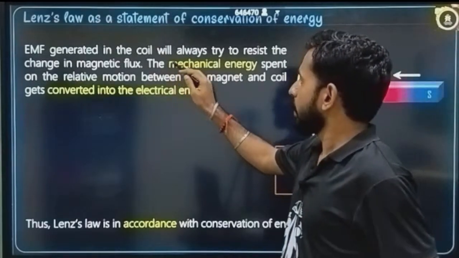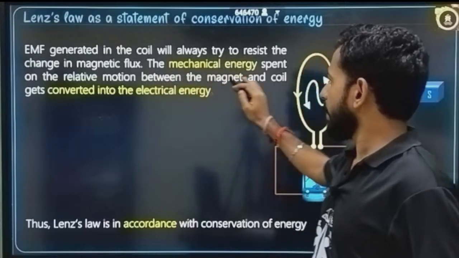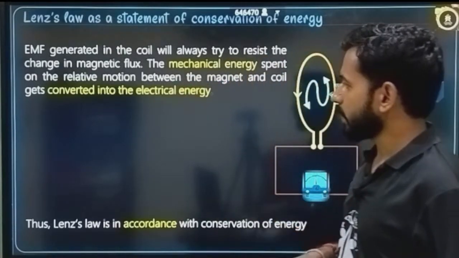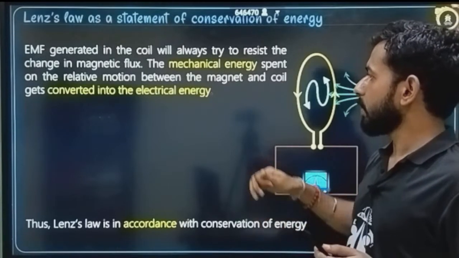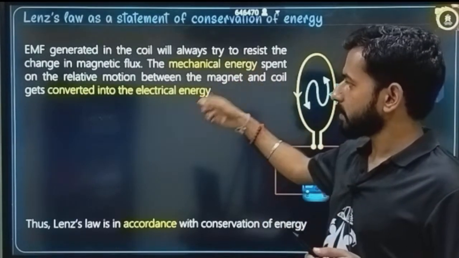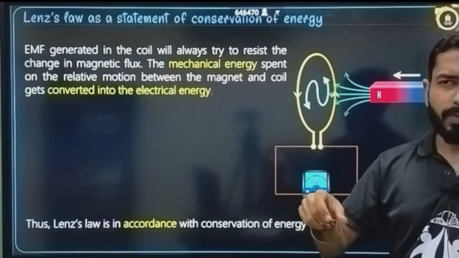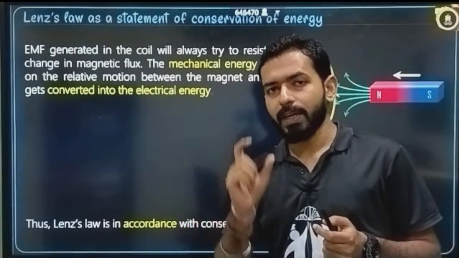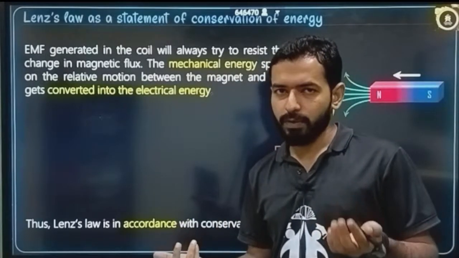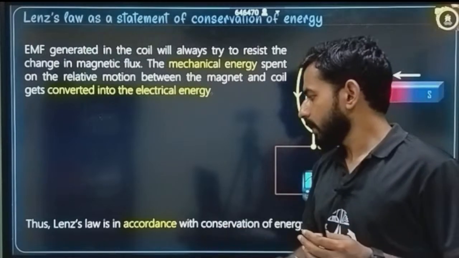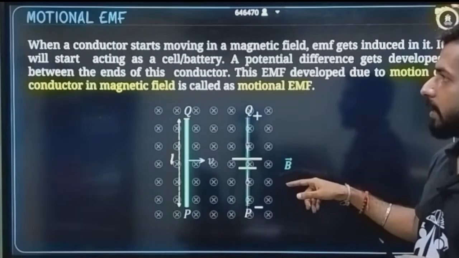So Lenz's law is actually based on conservation of energy. The EMF generated in a coil will always try to resist the change in magnetic flux. The mechanical energy spent on the relative motion between the magnet and the coil gets converted into electrical energy. The EMF or current that is generated is the conversion of the mechanical energy created by this relative motion, because obviously there will be some potential and kinetic energy. That total mechanical energy is now getting converted into electrical energy, and that is why we are observing this EMF as well, correct? And hence Lenz's law is based on the conservation of energy.